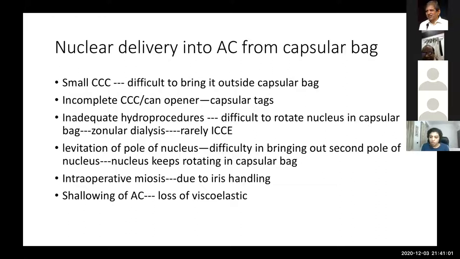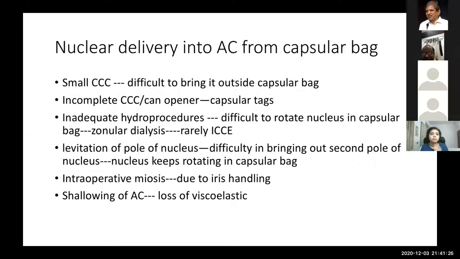Most of the time, the capsular excess which they fashion will be small, sometimes as small as 4 to 4.5 millimeter. For a beginner, it is always difficult to maneuver the nucleus through a small capsular excess. This is one of the commonest things a postgraduate does in the initial part of his learning curve.